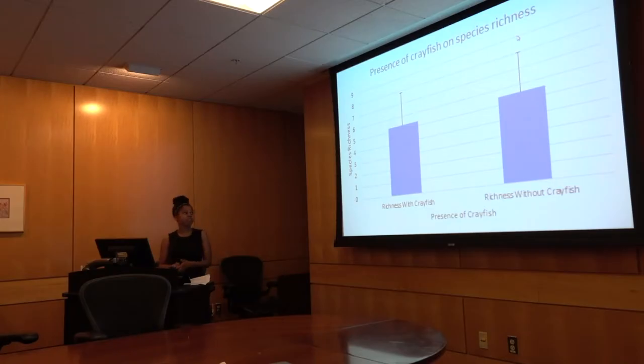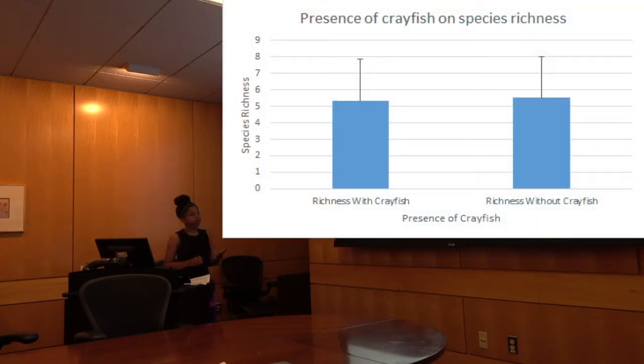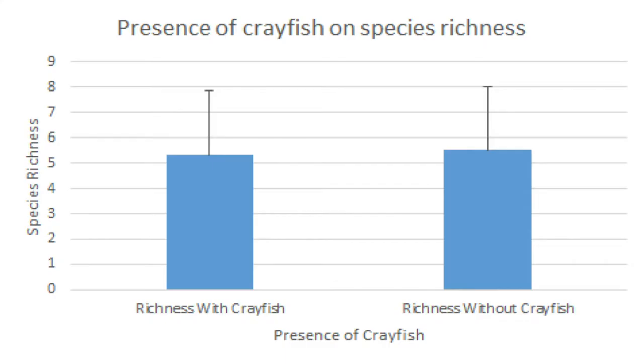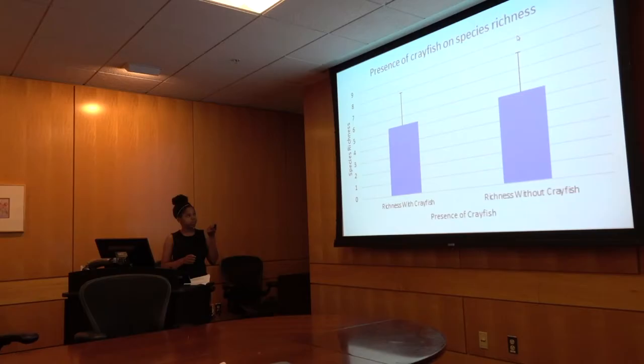So the first aspect of species diversity that we looked into was species richness. On the x-axis is whether the crayfish is present or not, and on the y-axis is species richness. Out of the 151 pools we looked at, only 3 pools had crayfish and 148 pools did not have crayfish. And the approximate species richness with crayfish was 5.52 and approximately 5.53 without crayfish. And there was no statistical difference.